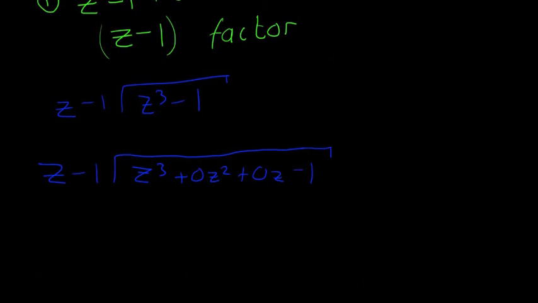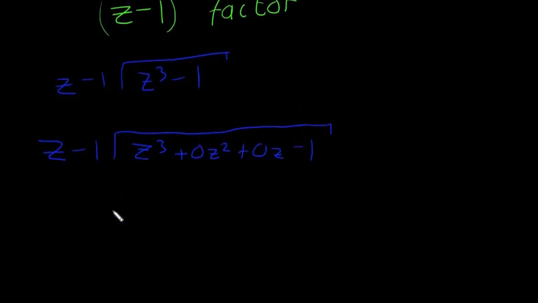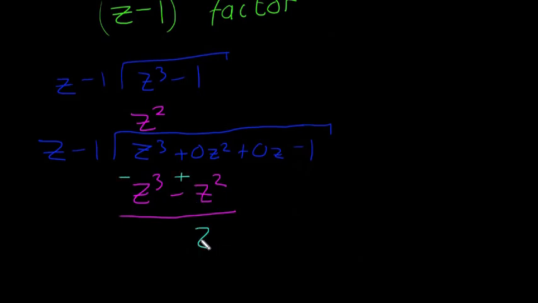Okay, I'm going to go with pink just to finish the question out. So z into z cubed is going to be z squared, and then we multiply z squared by each term, the same as any other long division we've done. So this is going to be z cubed minus z squared, and then we change the signs, plus and minus. So here we're going to have z squared plus 0z.